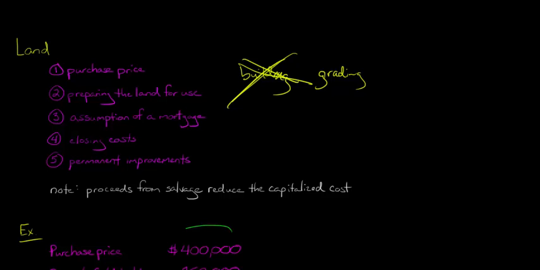Let's say that you pay $400,000 for a piece of land, and you're wondering, how much do I put on the balance sheet for it? Well, certainly the $400,000 purchase price is going to be part of that.